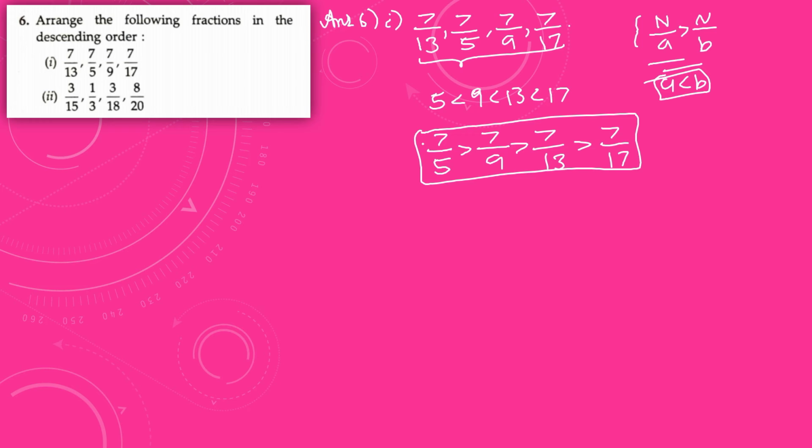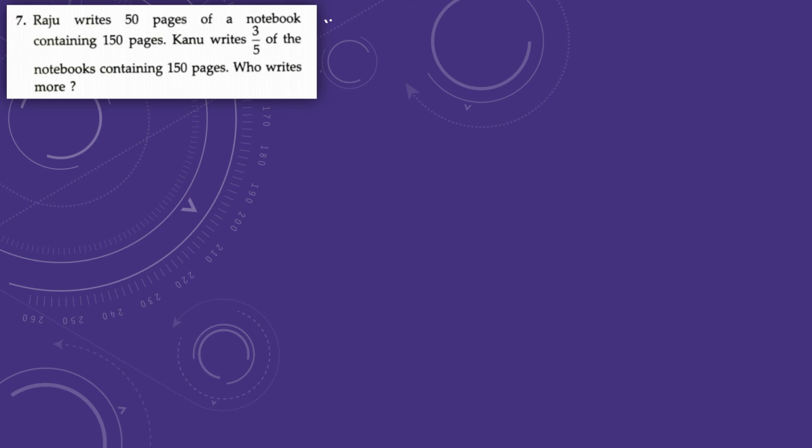Okay friends, so now let's solve the next question, that is the 7th question. Okay my friends, so here we go. And one more thing, you can say that 7/5 is greater because it is an improper fraction and the others are proper fractions. That's why you can also say it this way. So now we are going to solve the 7th question. So, answer number 7.